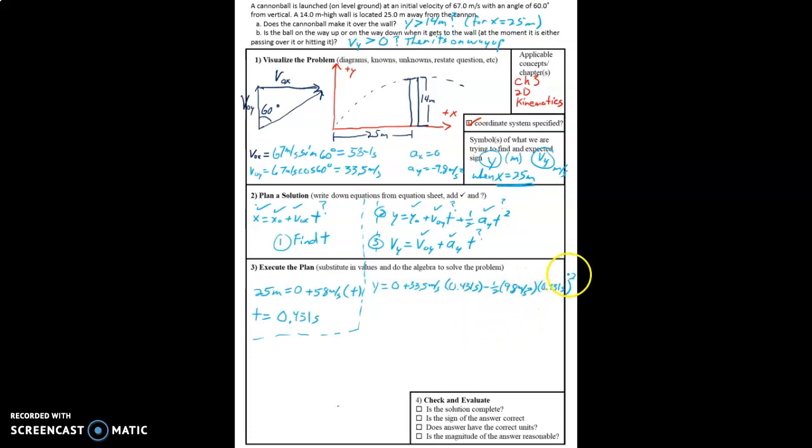Make sure your squared is outside the parentheses. It pertains to the number and the unit. Okay, we get a value of 13.5 meters, which is less than 14 meters. Ball does not clear the wall.